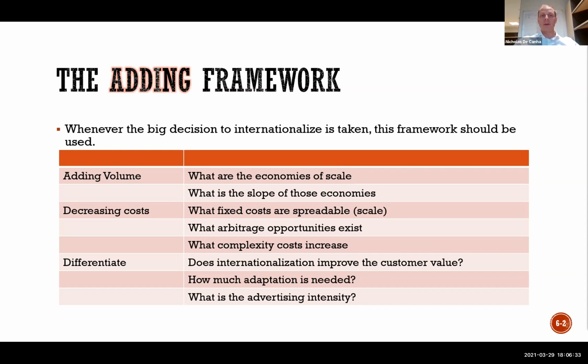But there's also opportunities for arbitrage. And we said critically something like textiles would be a key arbitrage. But we also see that in the Intel case. You would have noted, and you got A and B, that there's definitely arbitrage questions going on when multinationals internationalize. We then talk about differentiation. Do we improve the customer value? And how much adaptation is needed? And what is the advertising intensity needed?